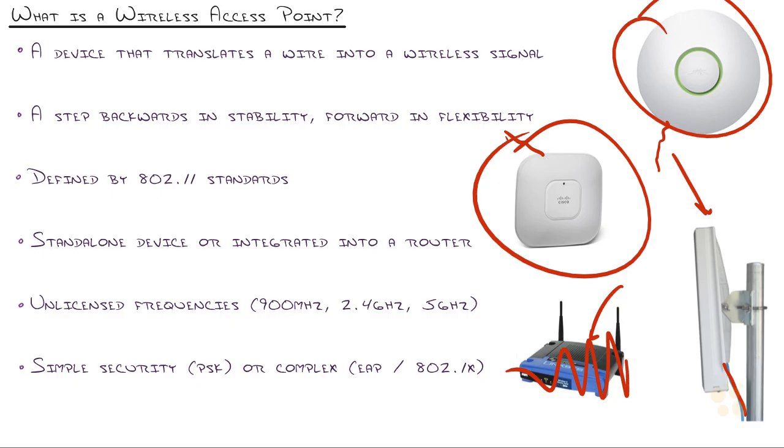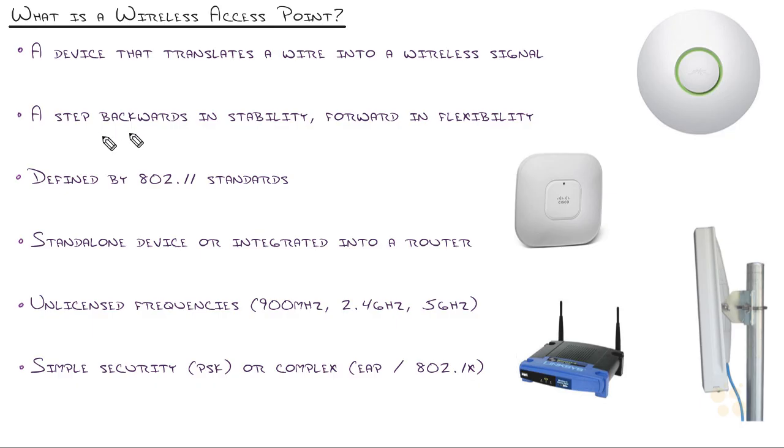Now, I want to make sure you guys catch that wireless is a step backwards in terms of stability, forward in flexibility. Meaning, when it comes to a wired versus a wireless connection, if you've gone through all the videos in this series, you know what I'm talking about. The wired is always preferred. It's always going to be more stable because a wireless device is susceptible to interference.